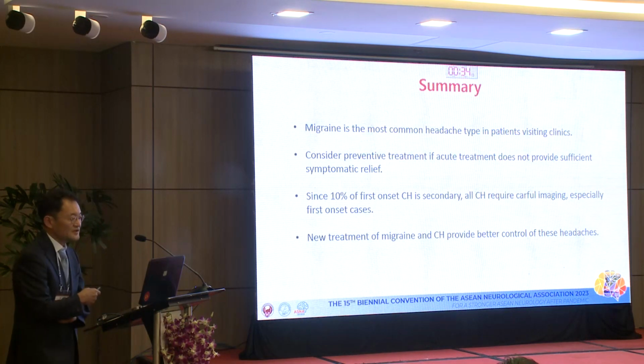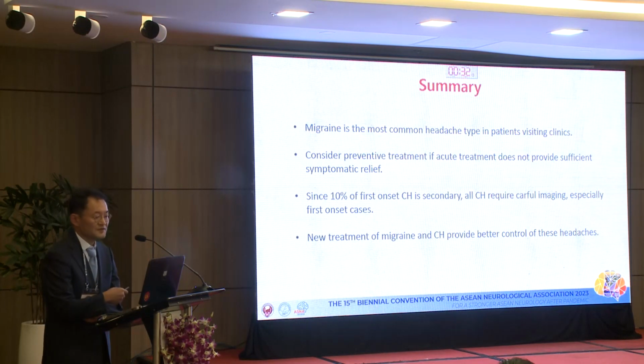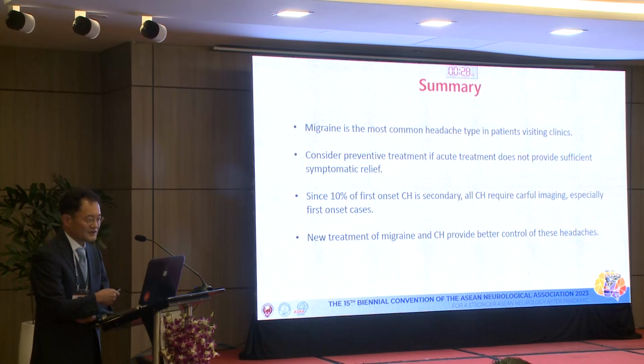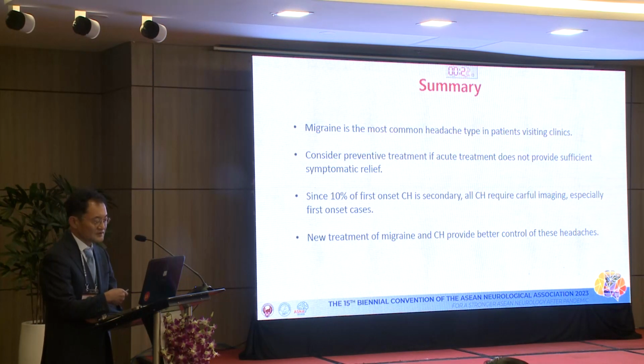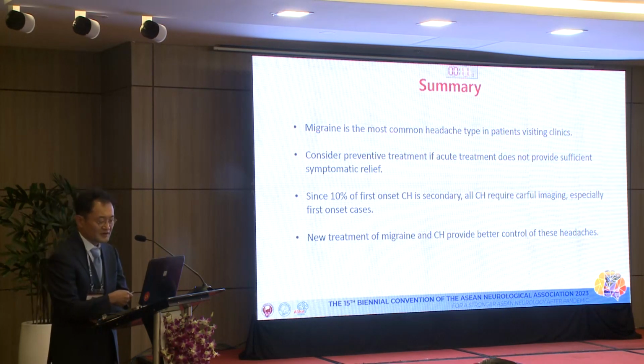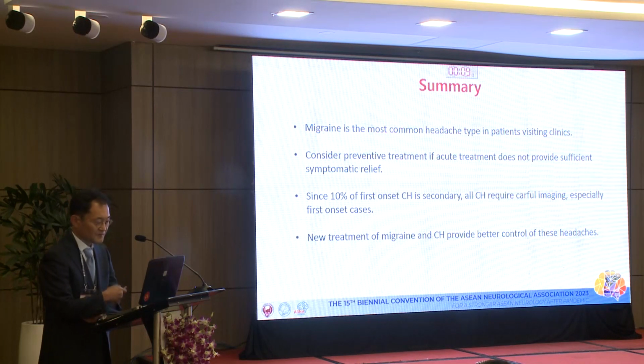Summary: migraine is the most common headache type in patients visiting clinics. Consider preventive treatment if acute treatment does not provide sufficient symptomatic relief. Since 10% of first onset cluster headache is secondary, all cluster headache requires careful imaging, especially first-onset cases. New treatments of migraine and cluster headache provide better control of these headaches.